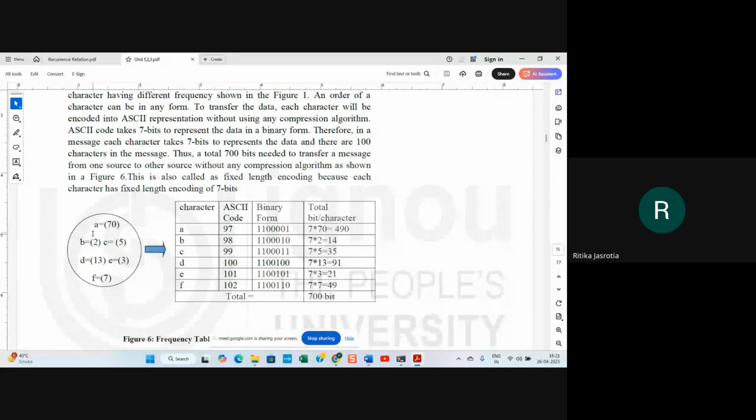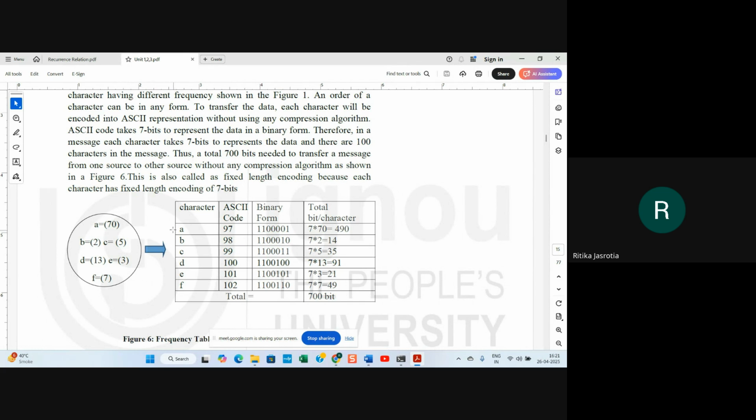So here they are given how many characters are there in your string. They are saying A is 70 characters, B is 2, C is 5, D is 13, E is 3. How many times are the characters there in your string? How many times are they coming in your string? So A is coming 70 times, B is coming 2 times, C is coming 5 times, D is coming 13 times, E is coming 3 times, F is coming 7 times.